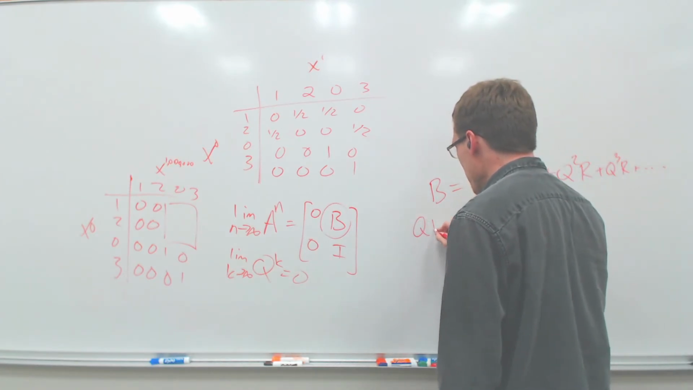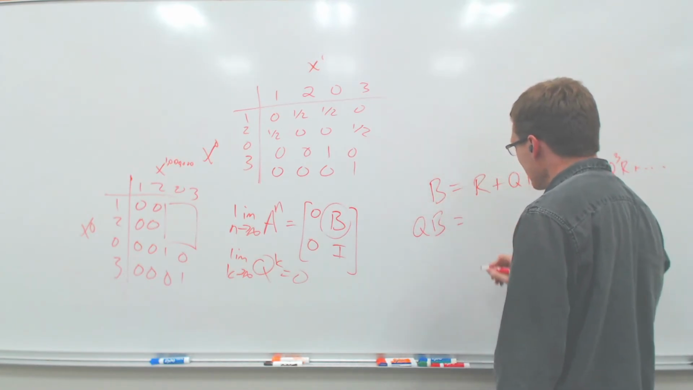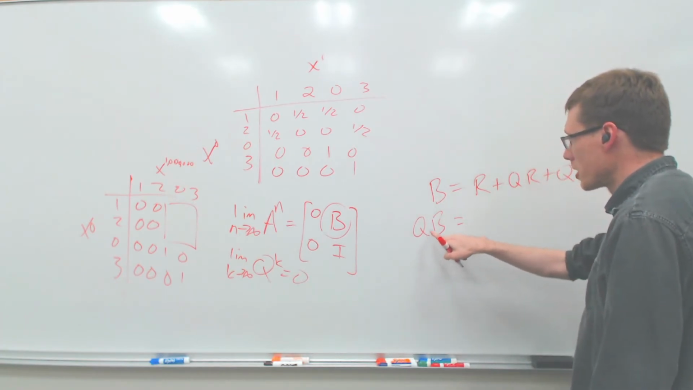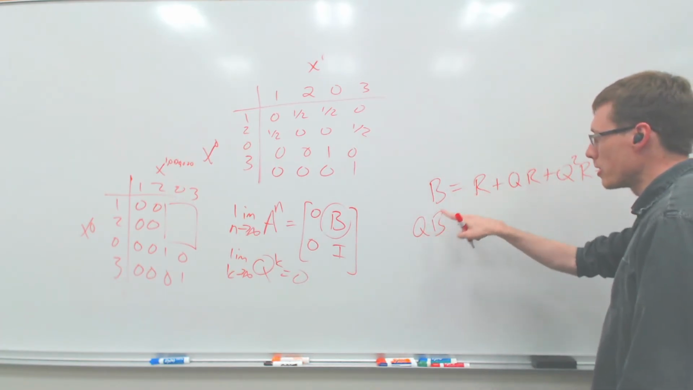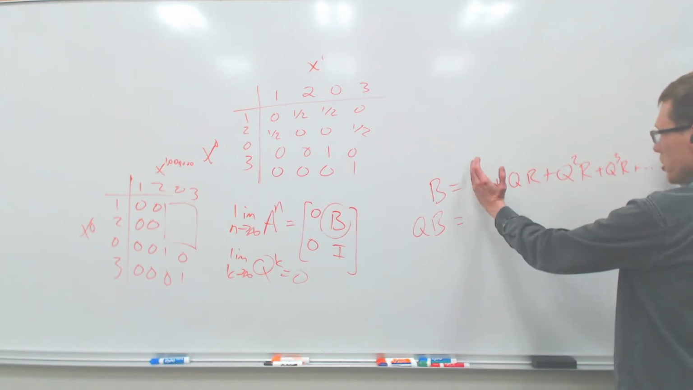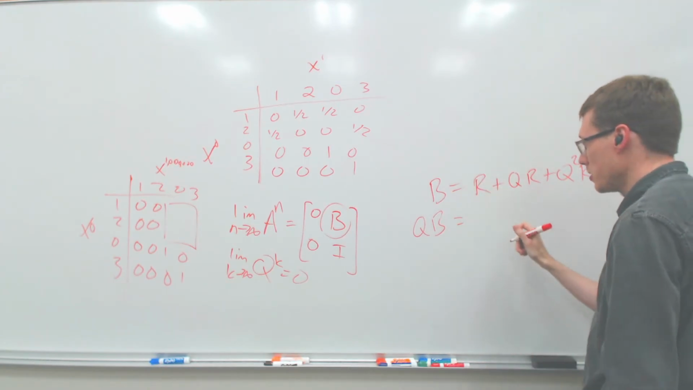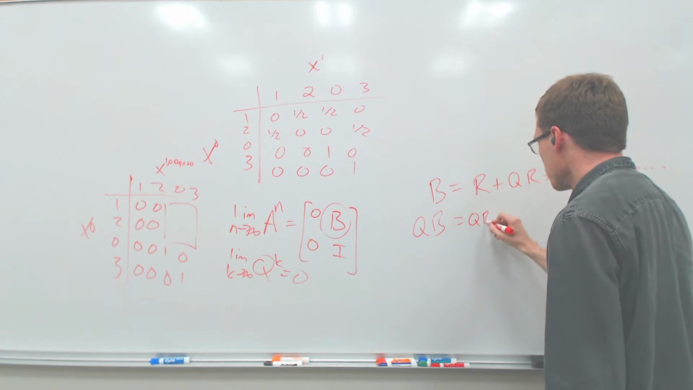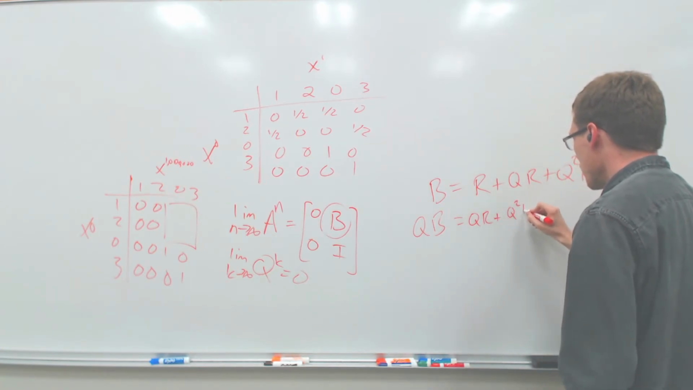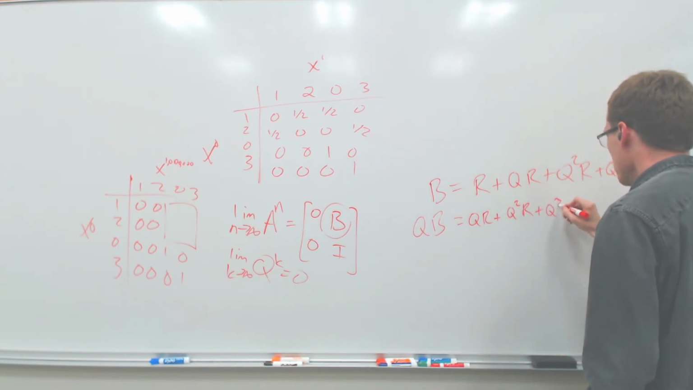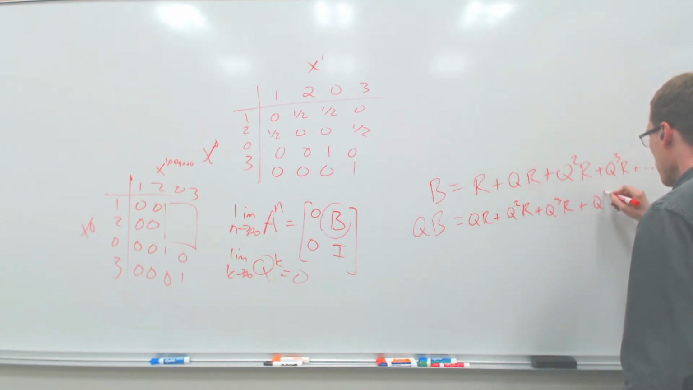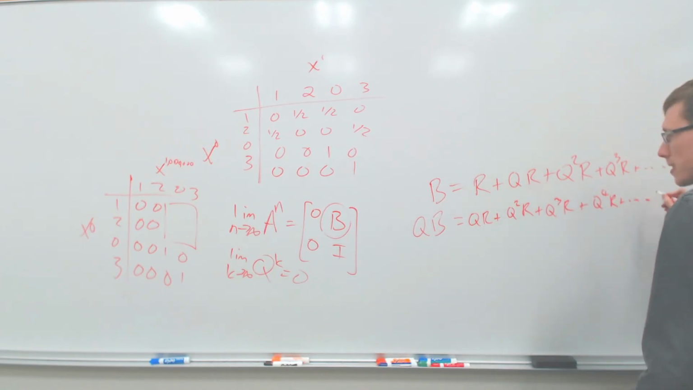So now QB is, what's that? We're going to take this B and multiply the front of it by Q. And we can do the distributive property. So this whole thing times Q is going to be QR plus Q squared R plus Q cubed R plus Q to the fourth R plus dot, dot, dot.